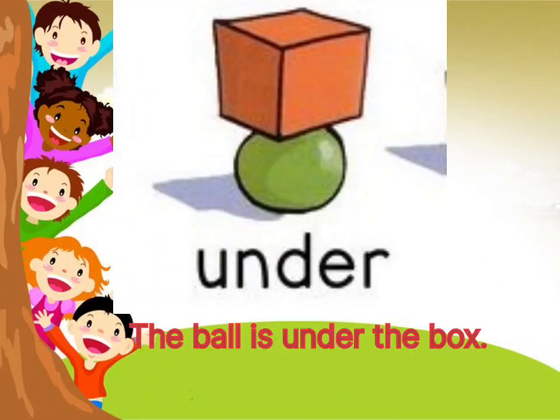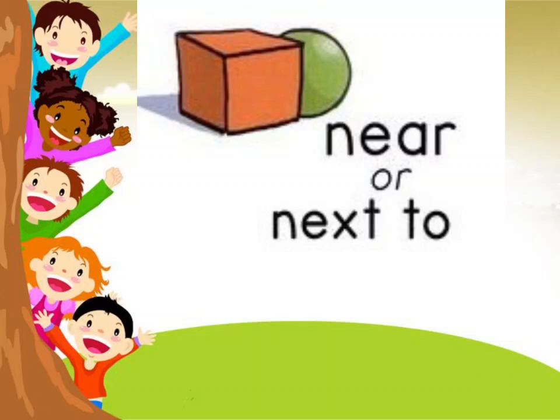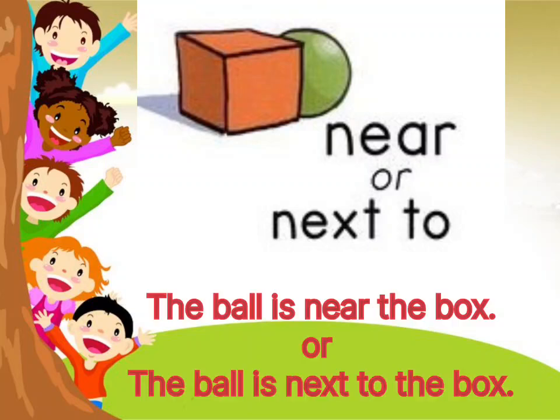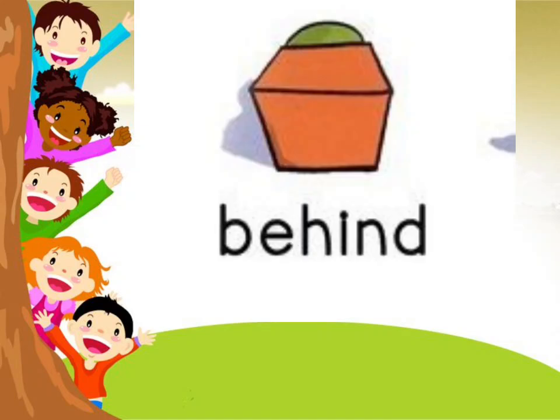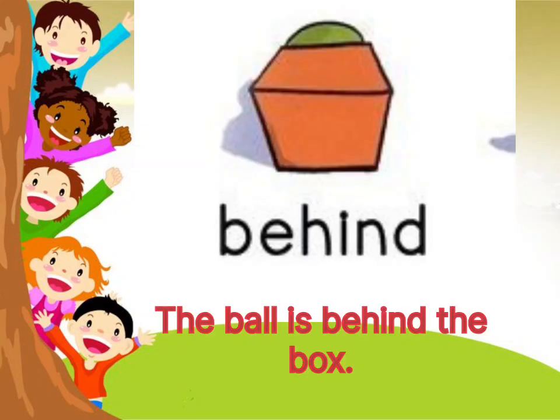नेक्स्ट द बॉल इज अंडर द बॉक्स. बॉल बॉक्स के नीचे रखी है. नेक्स्ट द बॉल इज नियर और नेक्स्ट टू द बॉक्स. इसमें बॉल बॉक्स के पास रखी हुई है, तो हम नियर या फिर नेक्स्ट टू preposition का यूज करेंगे. द बॉल इज बिहाइंड द बॉक्स. बॉल बॉक्स के पीछे रखी हुई है, सो वी यूज बिहाइंड.